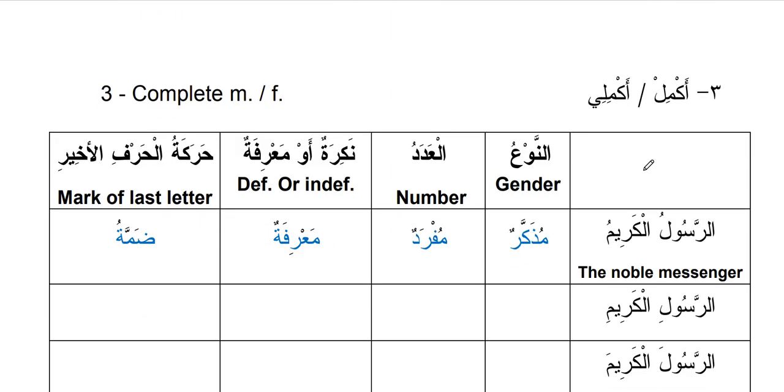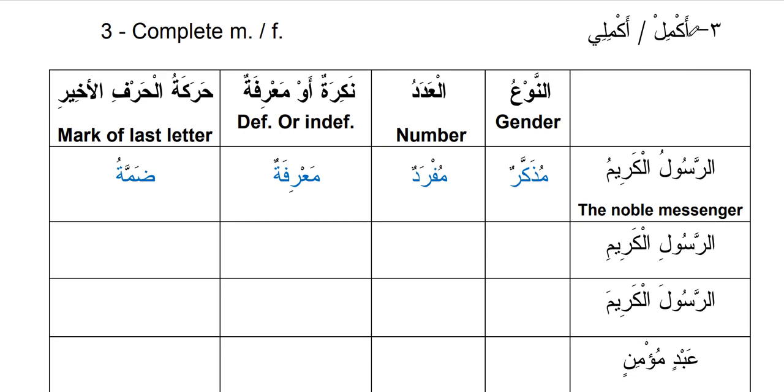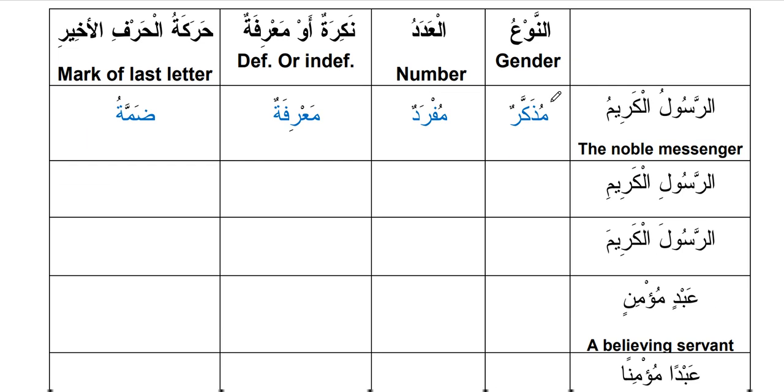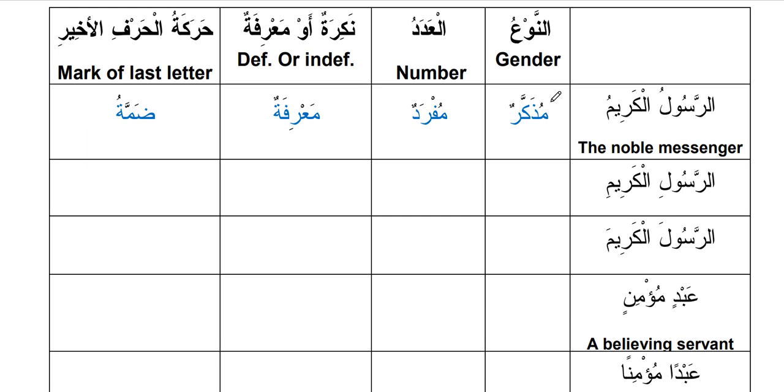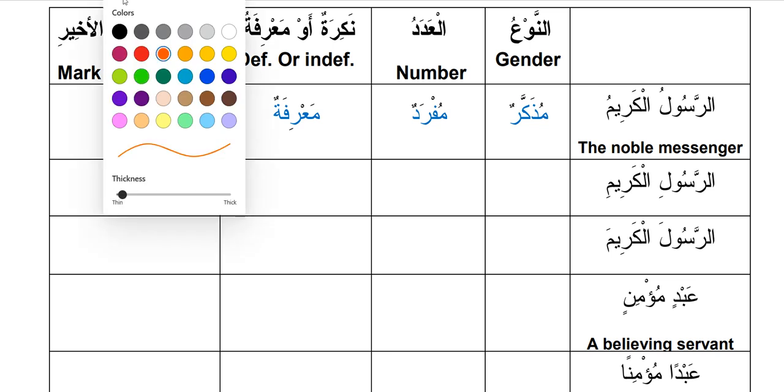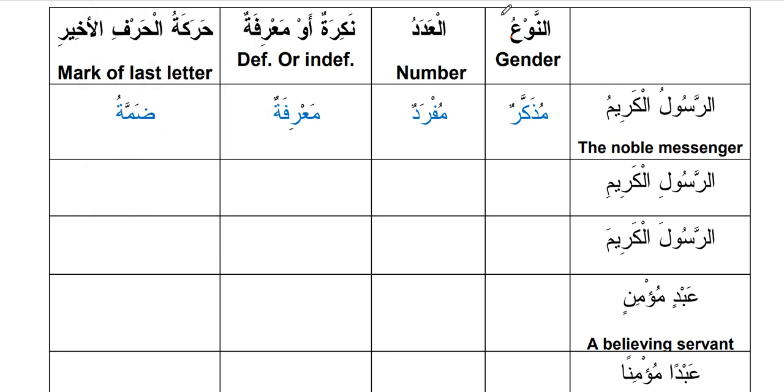Now we come to the third exercise here, Akmil, Akmili, command for both male and female. Now in this table, what do you have to do? In this table, you see there are the phrases, and the first table deals with gender. And now please memorize these words because it's really nice and it will be helpful for you to listen and learn the words in Arabic.